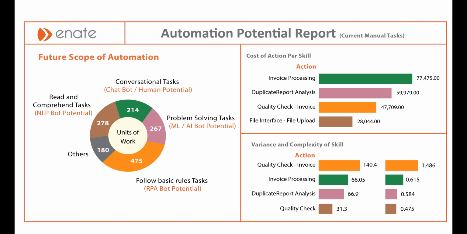The top right graph tells you approximately how much each of these tasks is currently costing you. For example, the green bar shows that invoice processing is currently costing $77,000. If you have a business case where you deploy a bot for $20,000, there's still a good savings of approximately $50,000 possible, and you can work your way down the list.